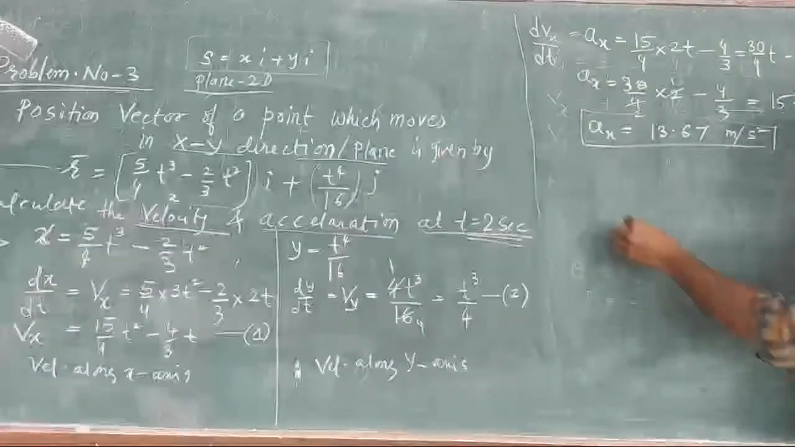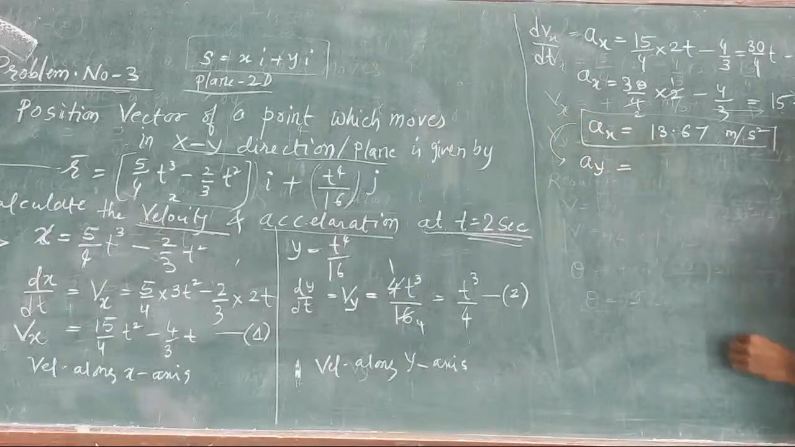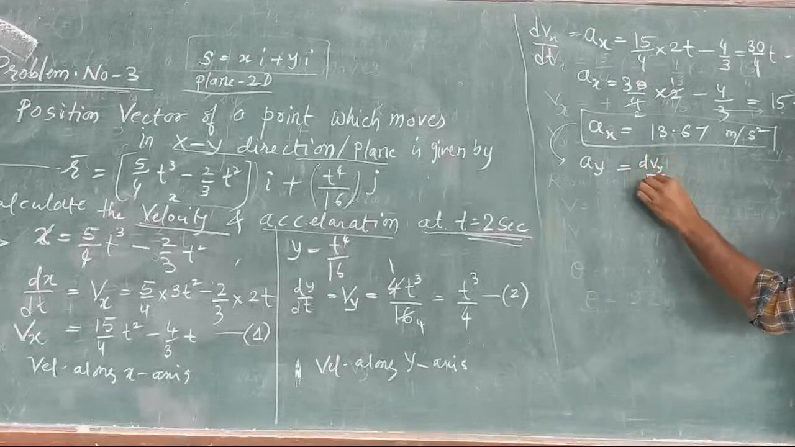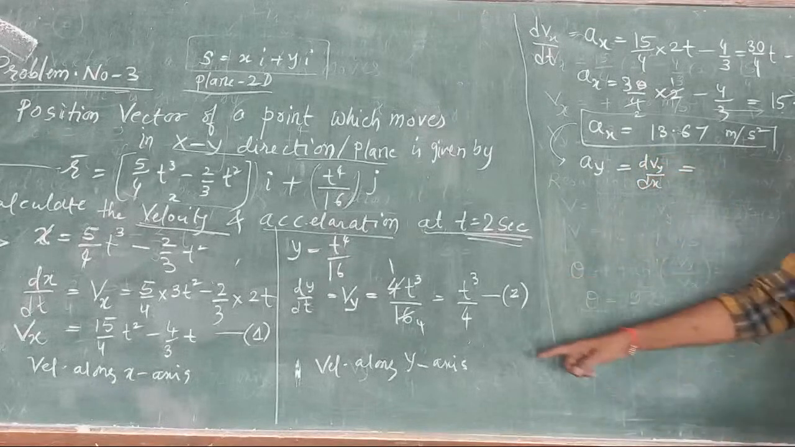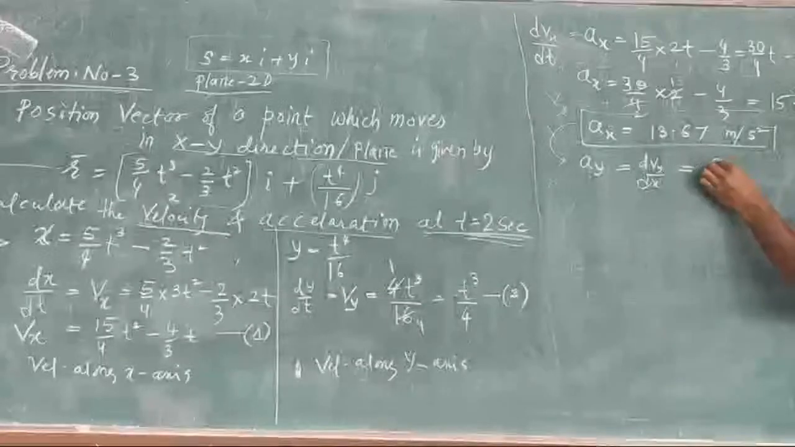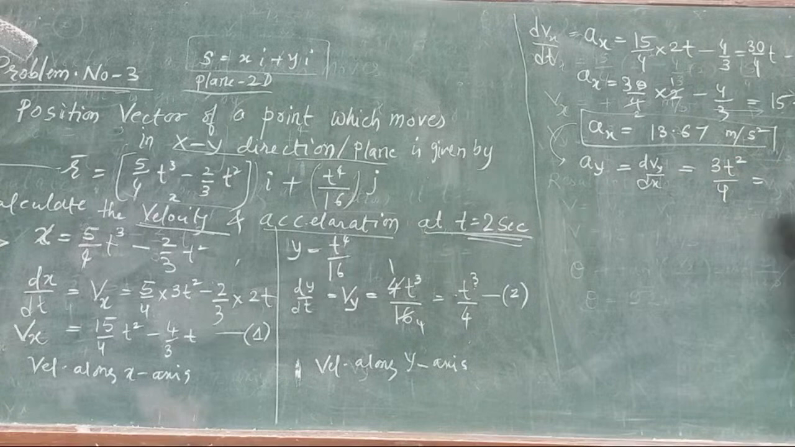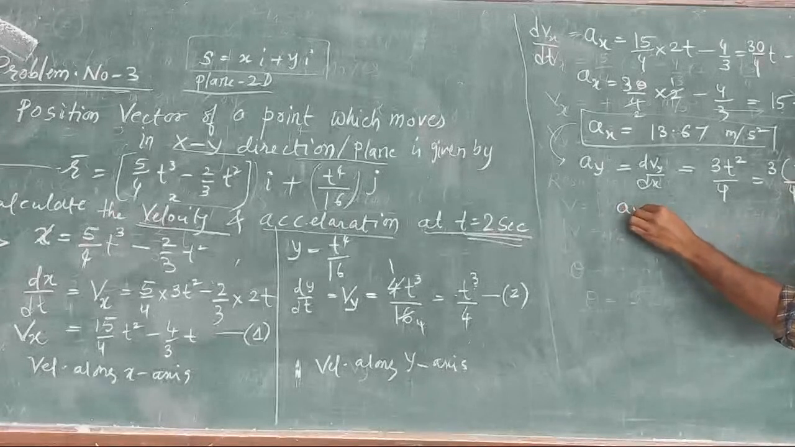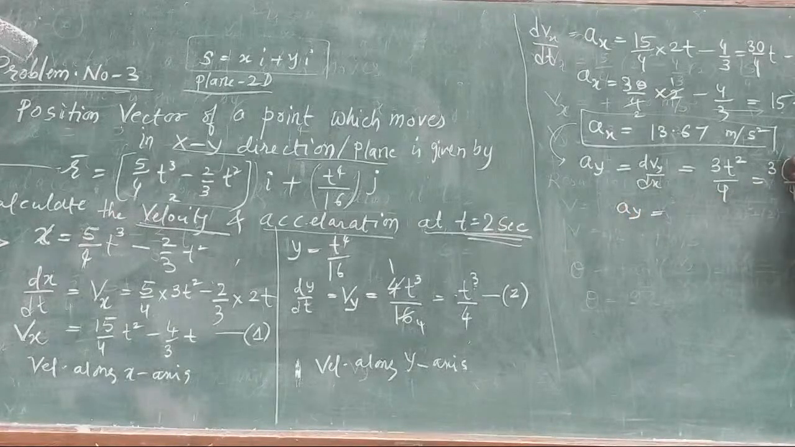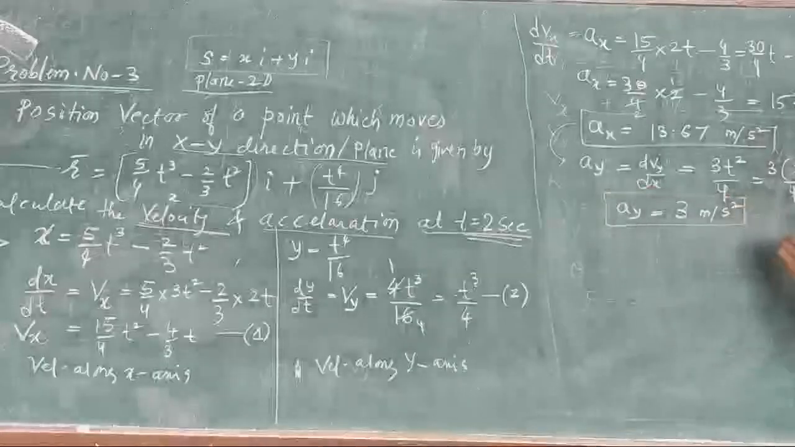Similarly, let us calculate the acceleration along the y-axis, that is ay. What is the differentiation? That is dvy by dt. Differentiate t cube by 4. This is the equation for the velocity, right? So the derivative of t cube is 3t square by 4. Now again let us substitute the value of t. So 3 into 2 square by 4. So this is the acceleration. 3 into 4, so the 4 will get cancelled. So 3 meter per second square will be the acceleration along the y-axis.